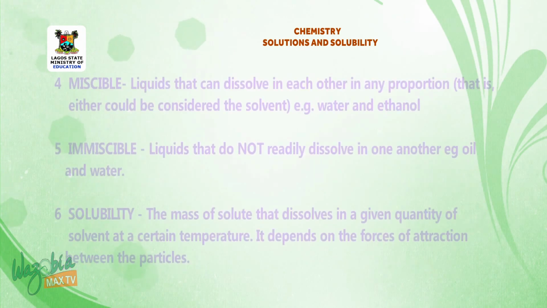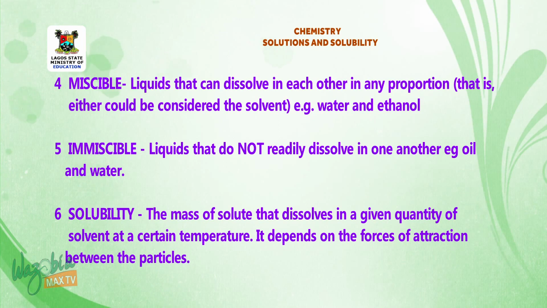Other terms. 4, miscible. Liquids that can dissolve in each other in any proportion, that is, either could be considered the solvent, e.g. water and ethanol. 5, immiscible. Liquids that do not readily dissolve in one another, e.g. oil and water. 6, solubility. The mass of solutes that dissolve in a given quantity of solvent at a certain temperature.